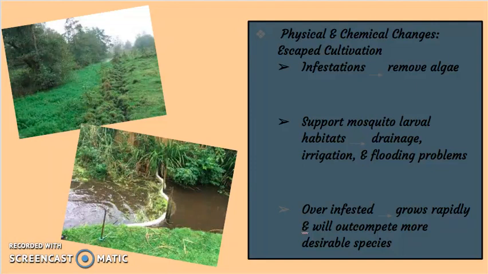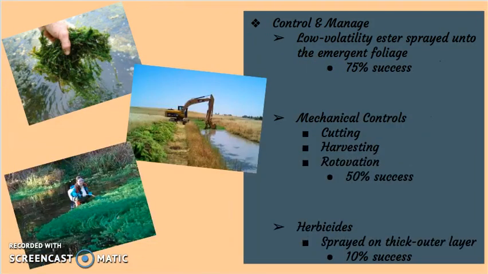Also, this plant can support mosquito larval habitats, which cause increasing problems in irrigation and drainage canals and flooding. These larval habitats could lead to mosquito-borne diseases, which would impact humans and wildlife. Parrot feather is not a deadly disease species. However, once it has become infested, it is an area in which it grows very rapidly and will outcompete more desirable resources. As ways to control and manage these plants, they have found various methods to keep these plants contained.